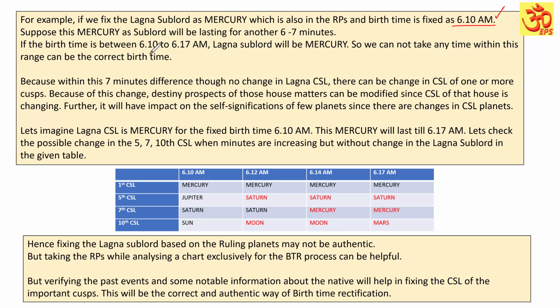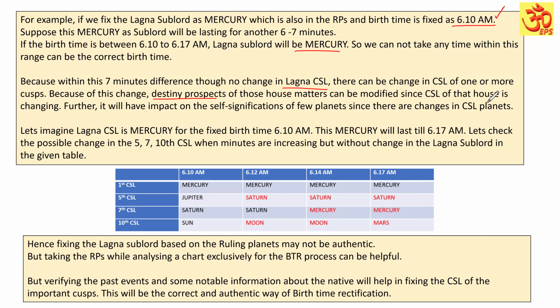If the birth time is between 6:10 to 6:17 a.m., the Lagna sublord will be Mercury only. So we cannot say that any time within this range can be the correct birth time, because the Lagna sublord is going to be Mercury, 6:10 also, 11 also, 12 to 17, it is going to be Mercury only, right? So because within 7 minutes difference, though there is no change in the Lagna sublord, there can be change in the cuspal sublord of one or more other cusps. Because of this change, destiny prospects of those house matters can be modified.